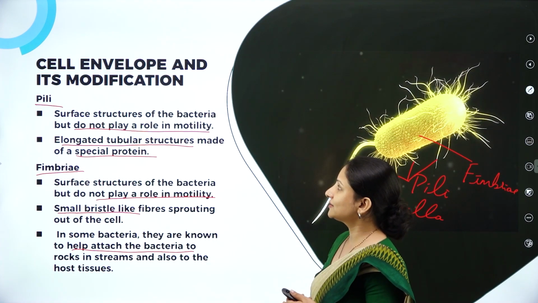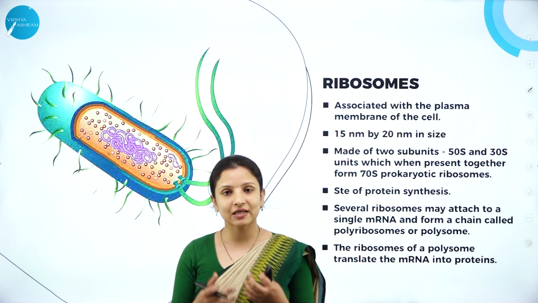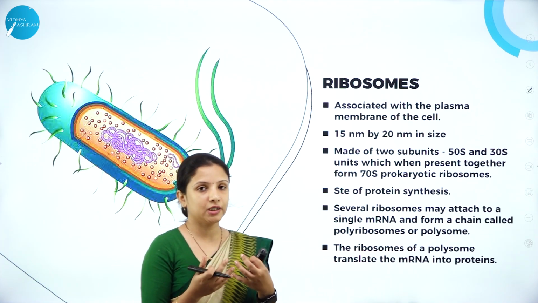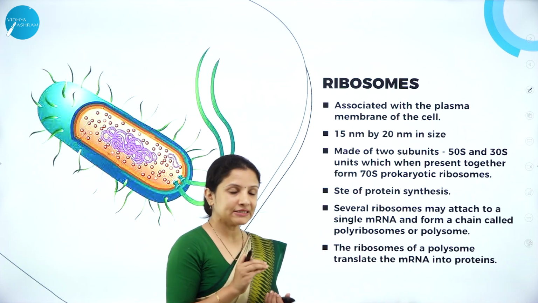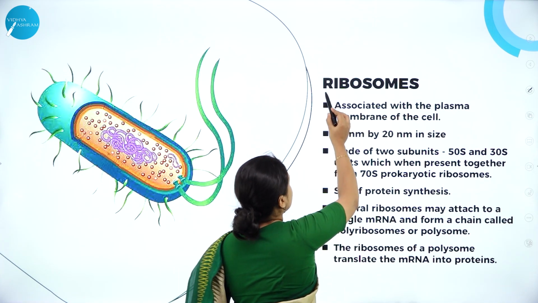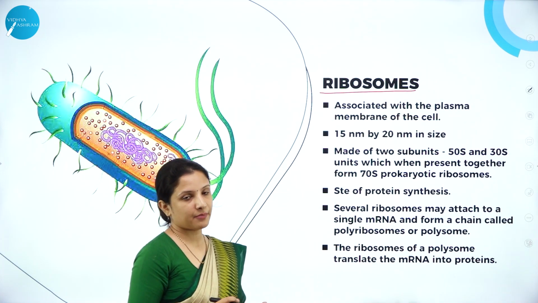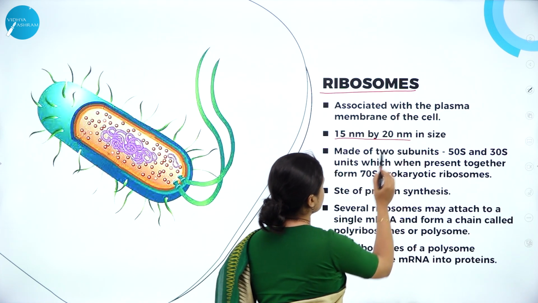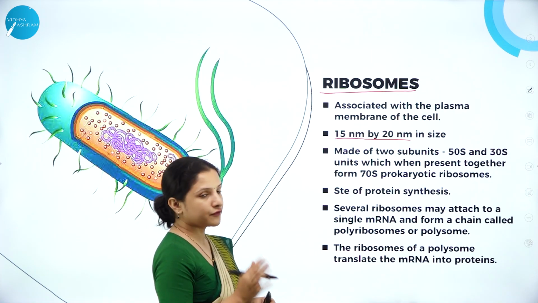So this is about the cell envelope and its modification. Next, talking about inside the cell envelope, we got to know it is filled with a fluid matrix which is called the cytoplasm. Now in the cytoplasm, they have ribosomes. So ribosomes are associated with the plasma membrane of the cell, and their size is 15 nanometer by 20 nanometer in diameter, and it is made up of two subunits.